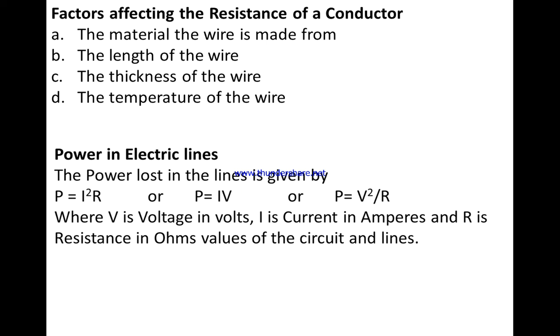Now, let us quickly also look at power in electric lines as electricity flows through the line. The power lost in the line is given by P equals I squared R, or P equals IV, or P equals V squared over R. In this particular equation, V is the voltage in volts, I is the current in amperes, and R is the resistance in ohms, the values of the circuits and lines. That is, the values of the current, the voltage, and the resistance of the wire that is under consideration. And the power will be given by any one of these three equations.